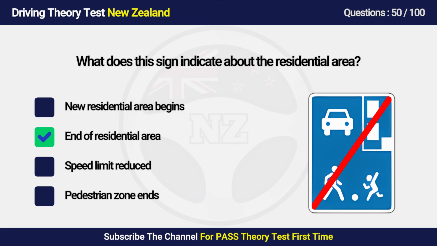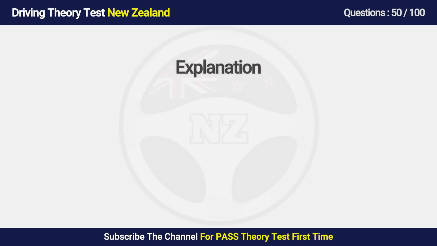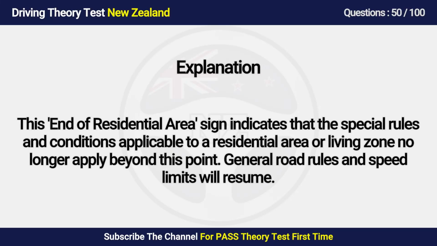Answer is B. End of residential area. This end of residential area sign indicates that the special rules and conditions applicable to a residential area or living zone no longer apply beyond this point. General road rules and speed limits will resume.